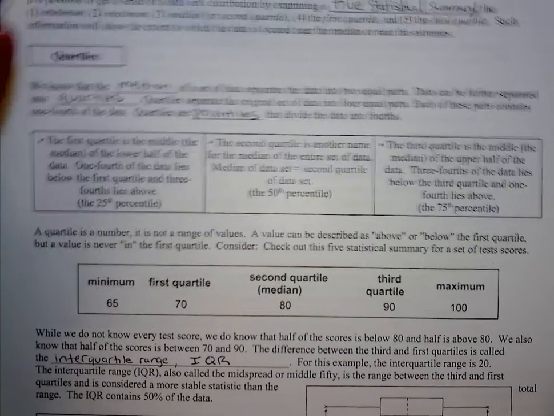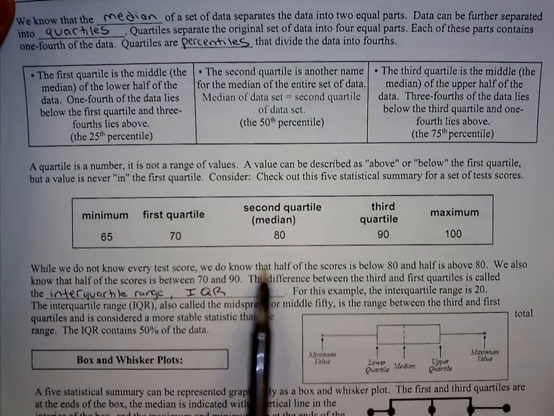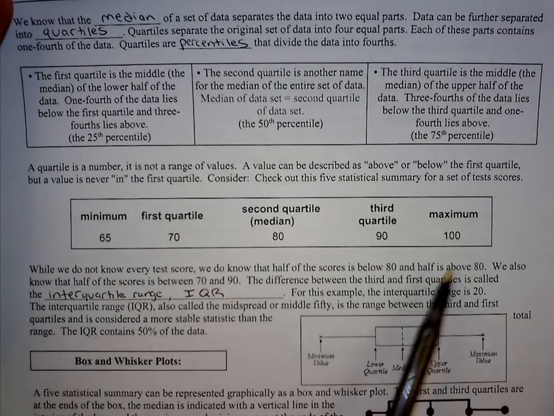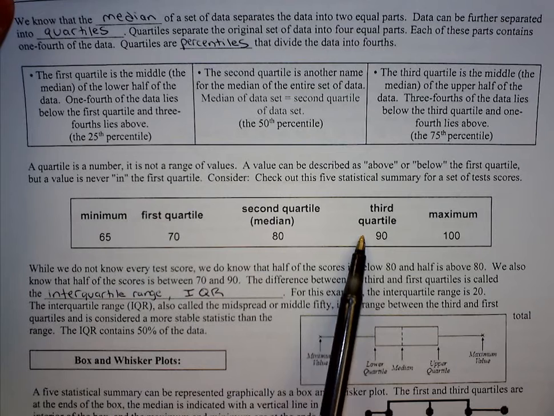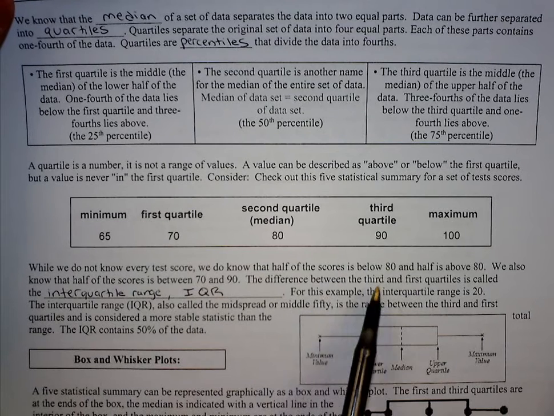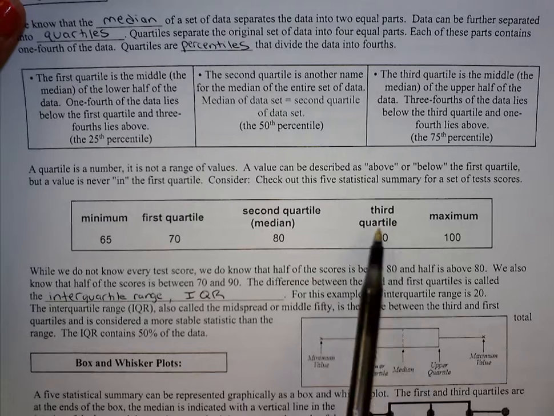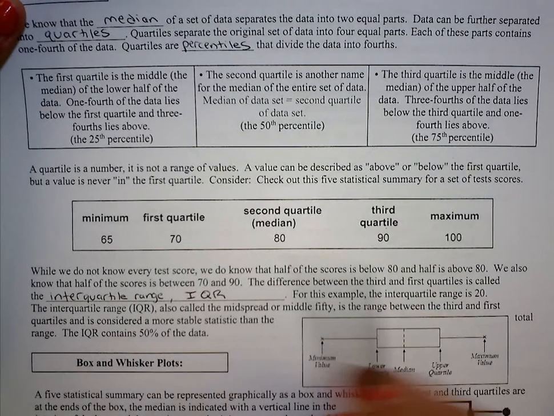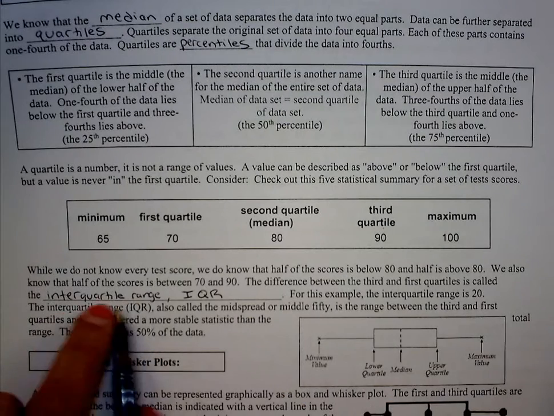Okay. While we do not know every test score, we do know that half of the scores are below 80 and half are above 80. We also know that half of the scores are between 70 and 90. The difference between the third quartile and the first quartile, so 90 minus 70, is called the interquartile range.